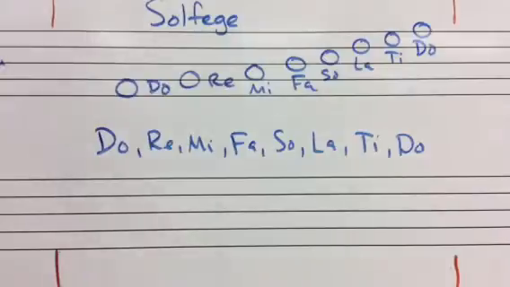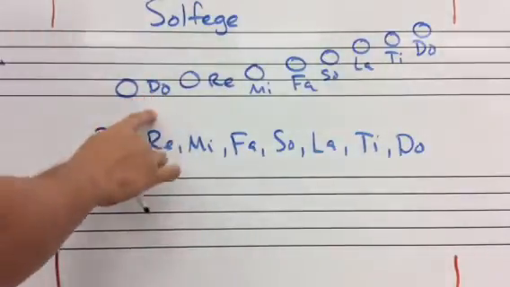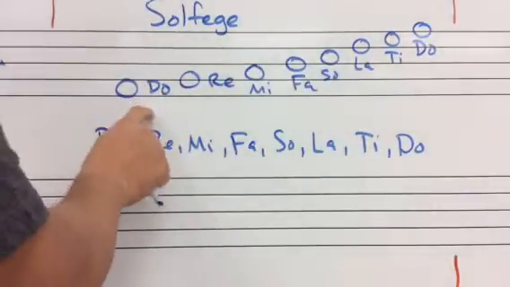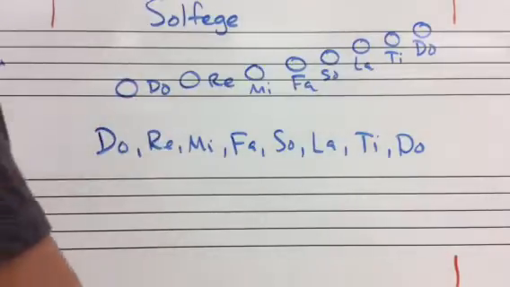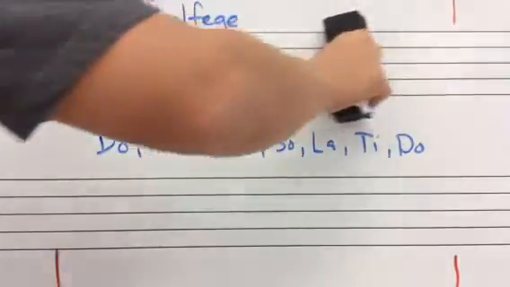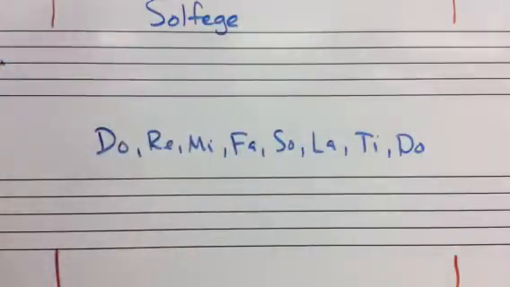Now, what gets confusing is that this do can move around, but that's not for you to worry about right now. Right now, as a beginner, you need to worry about where the location of do is going to occur, because once you know what the location of do is, everything else relates to it.